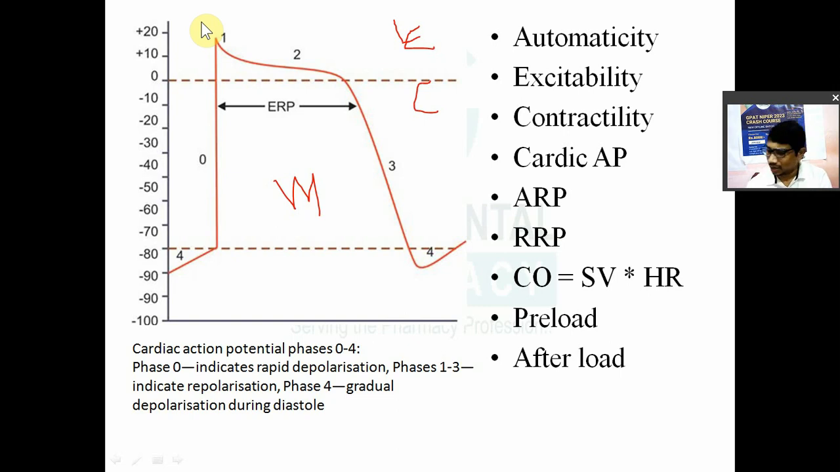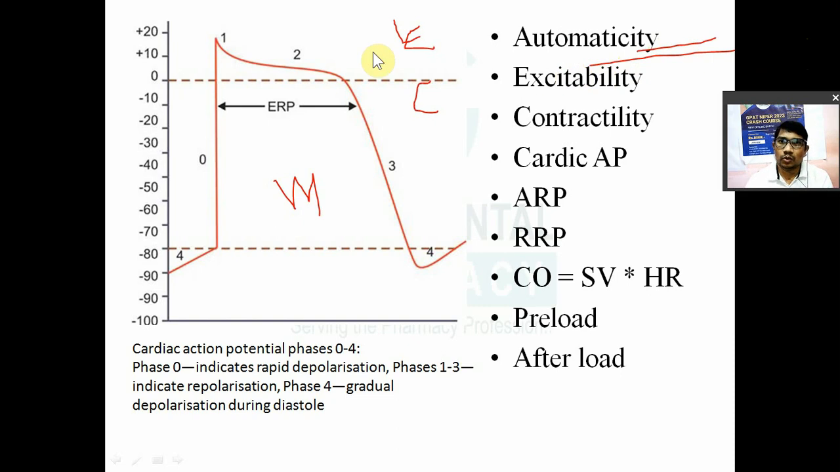So there are a few terms you have to understand. The first term is automaticity. What is meant by automaticity? It is a property of your cardiac cell to produce an action potential. So your whole cardiac tissue is able to produce an impulse. All the cardiac tissue can produce impulses. It is a property of a cardiac cell to undergo spontaneous diastolic depolarization. That is known as automaticity.